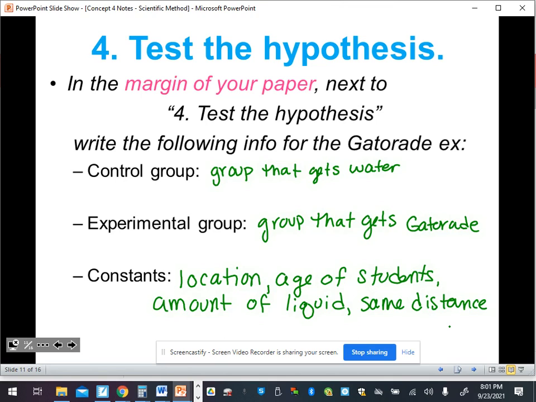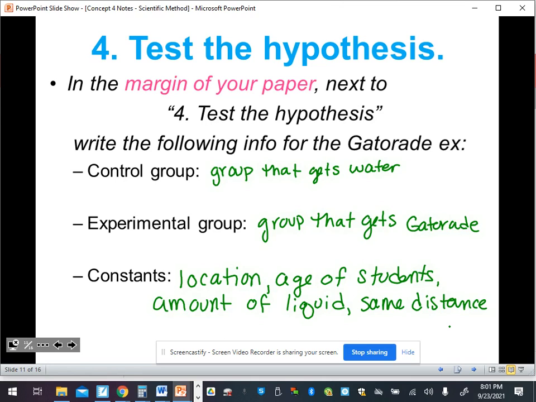There are a lot more constants that we could think of. You would want them probably all in similar types of clothing, so not one group in sweatpants getting really hot. You would probably want them to have the same or similar body build. Or you could have people do it both ways, one day they do the water run and the next day they do the Gatorade run. That's something you can think of too. Or you could do two different groups of people.